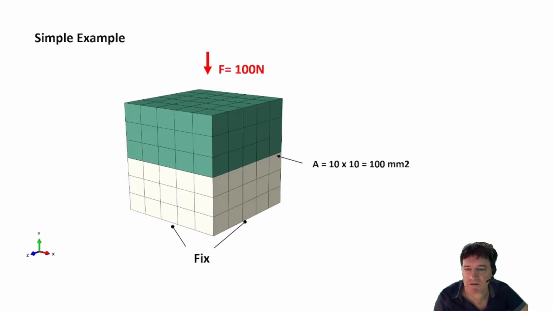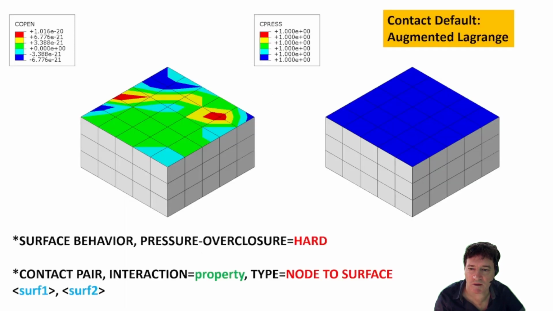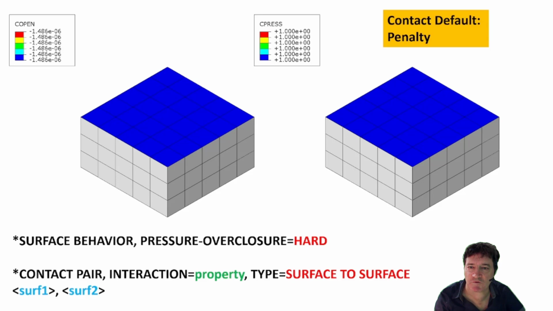The following simple example of two blocks in contact shows the influence of the contact methods. The lower block is fixed and the upper block has a force against the lower block. In all variations, the value of CPRESS is constant. This is okay, but the results for COPEN are different. For example, for type node-to-surface, an augmented Lagrange contact shows a COPEN nearly 0. The example for surface-to-surface with default contact penalty shows a small interference COPEN.